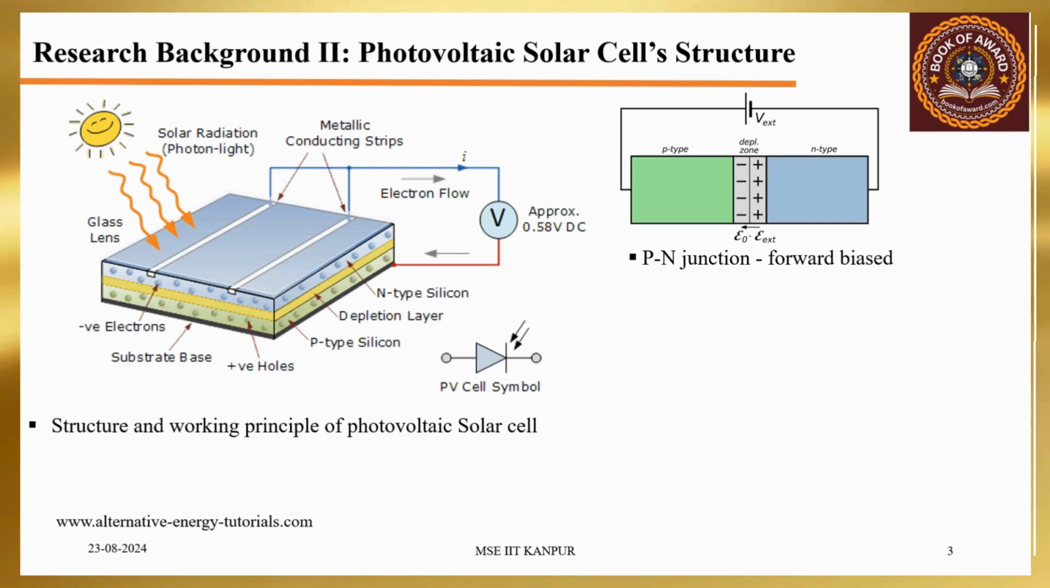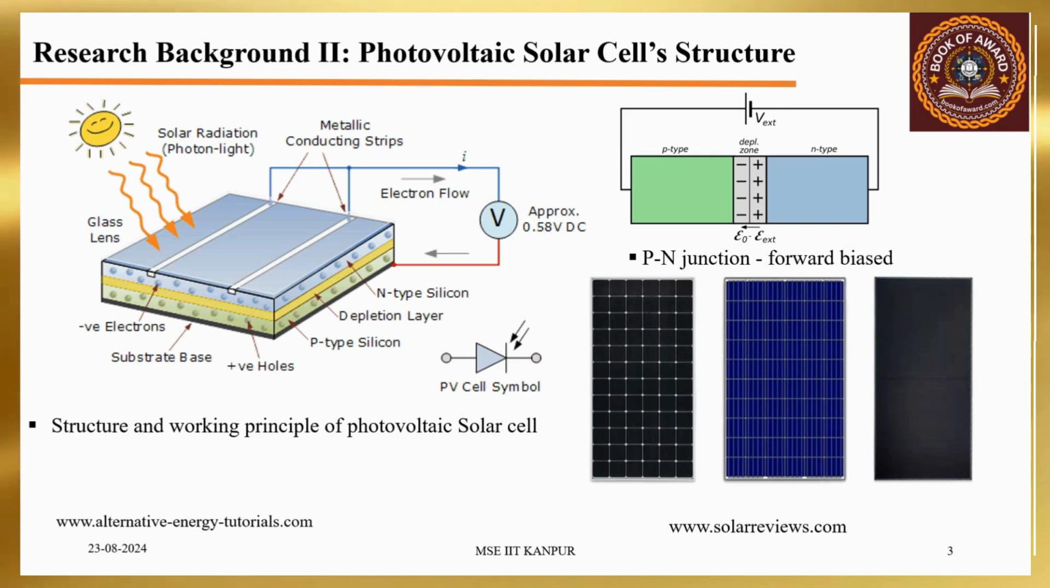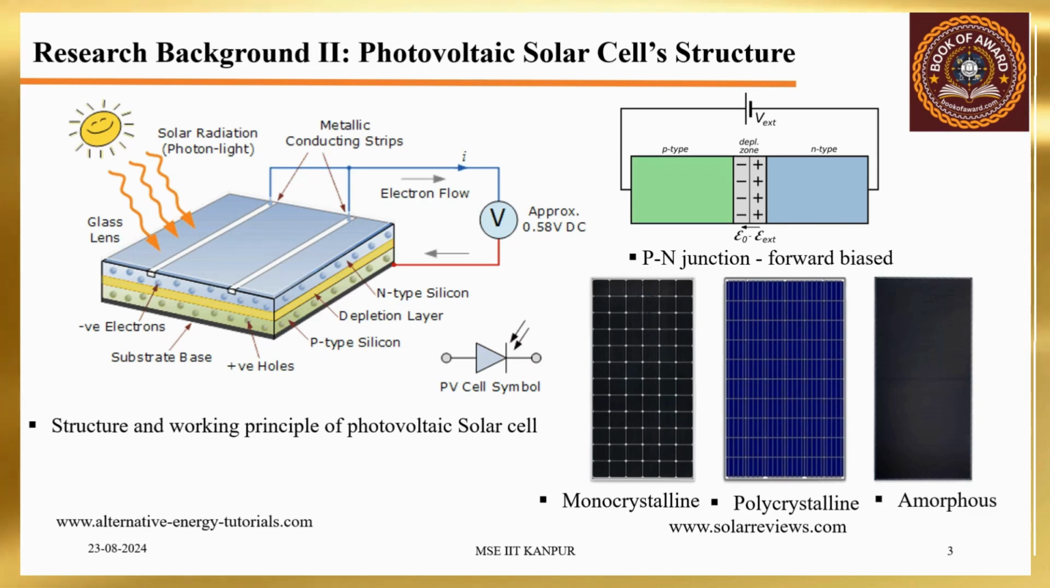When a large number of photovoltaic solar cells are interconnected, it forms a module. This is the monocrystalline silicon module. This is the polycrystalline module of photovoltaic solar cells, and this is the amorphous photovoltaic solar module.